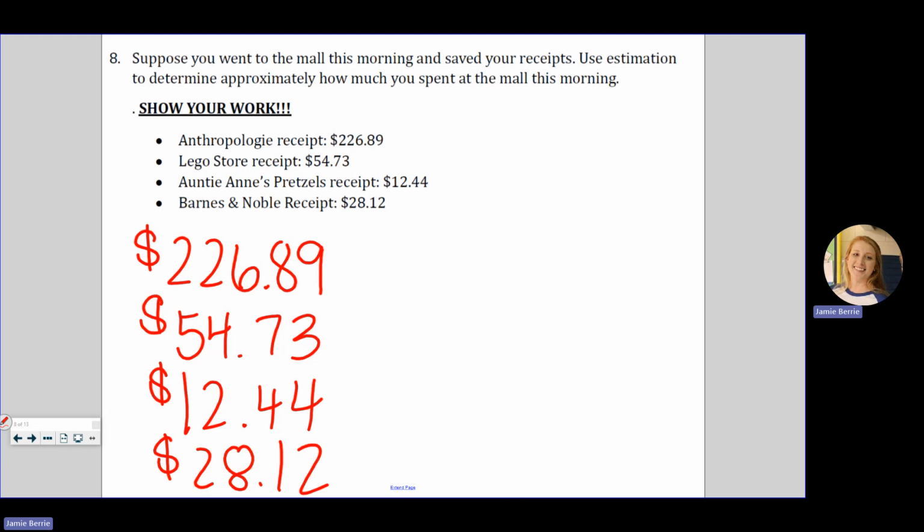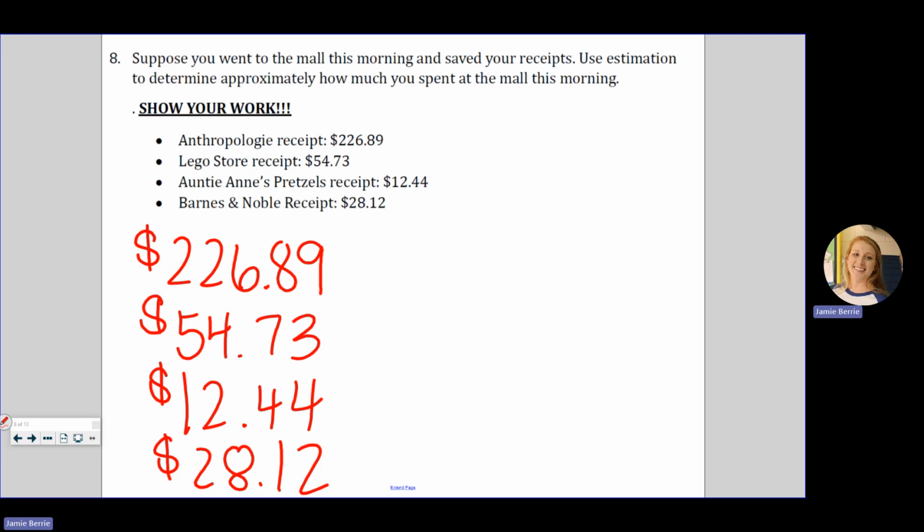Now, all of you in this room might estimate this a little bit differently, and that's fine. So some of you might round these up, some of you might round them down. I'm not going to count it wrong based on what you do there. What I'm looking for is, did you estimate it, and then did you add up your estimates correctly?